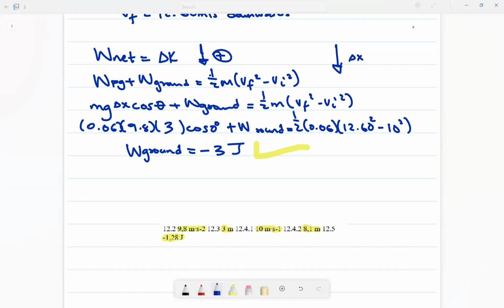So it is 0.5 multiplied by 0.06, then 10.78 squared minus 12.6 squared. And that's how they get their -1.2.